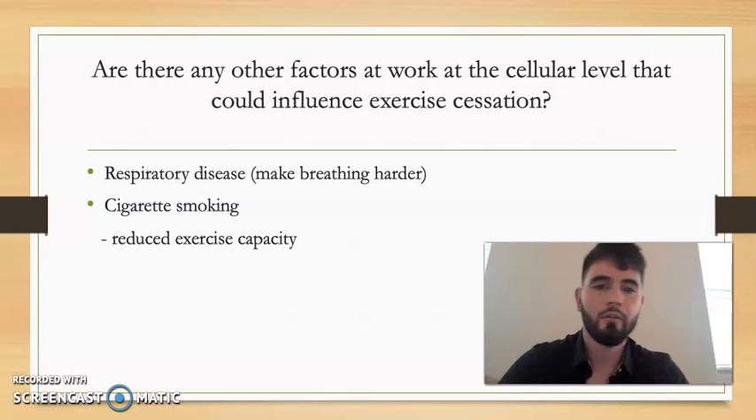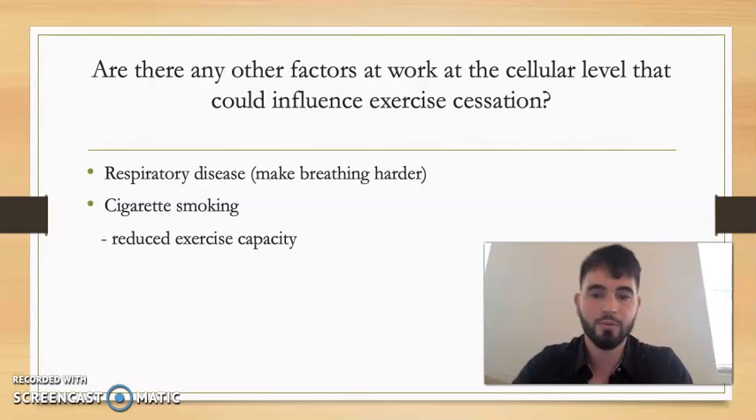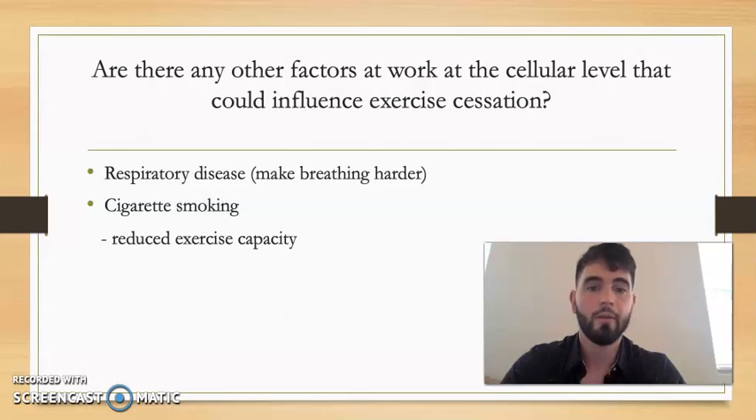Are there any factors at work at the cellular level that could influence exercise sensation? Yes, that could be respiratory disease, making breathing harder, and oxygen is already short enough when we're going through high intensity exercises, and respiratory disease will only make it worse. It will make it super hard to get any type of oxygen in there. Cigarette smoking could reduce exercise capacity and, like with respiratory disease, make our breathing harder, and make it harder to hold our VO2 max levels or get high VO2 max levels.